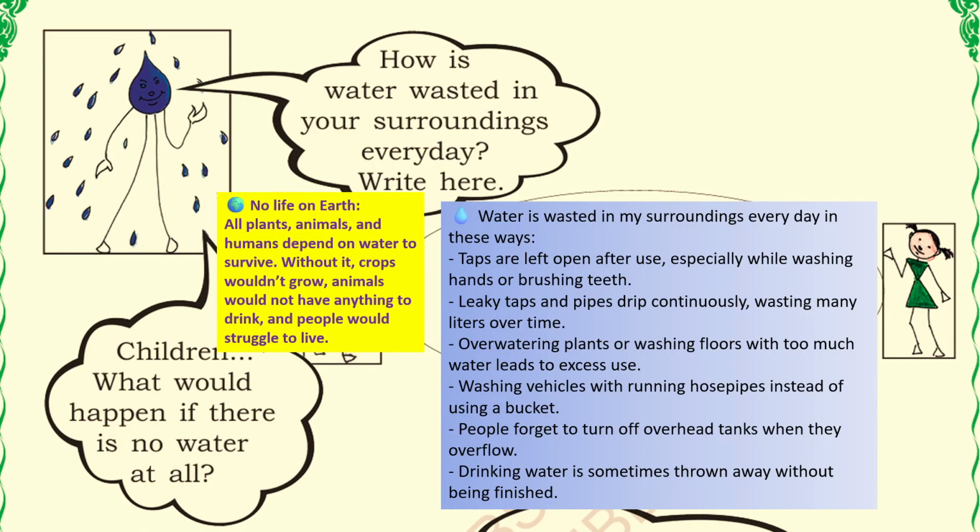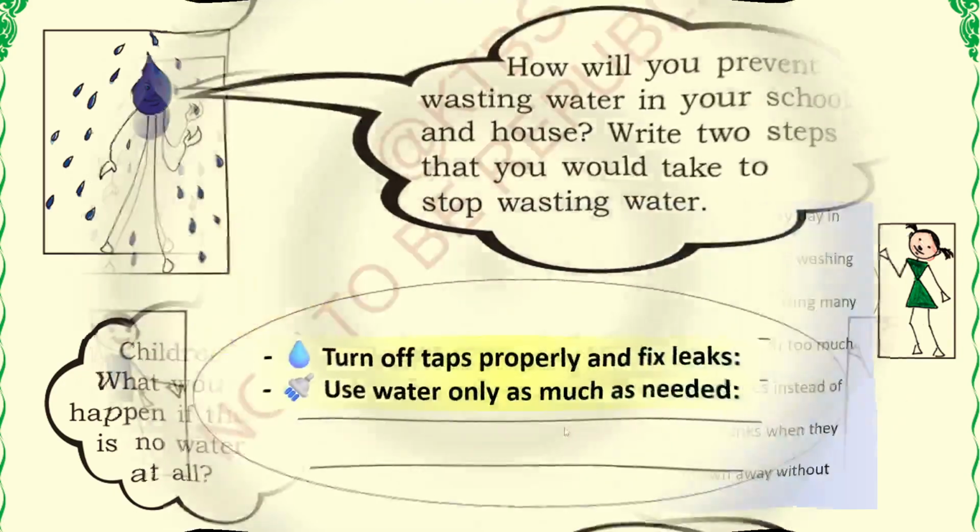How is water wasted in your surroundings every day? Water is wasted in my surroundings every day in these ways. Taps are left open, especially while washing hands or brushing teeth. Leaky taps and pipes drip continuously, wasting many liters over time. Overwatering plants or washing floors with too much water leads to excess use. Washing vehicles with running hose pipes instead of using a bucket. People forget to turn off overhead tanks when they overflow. Drinking water is sometimes thrown away without being finished.